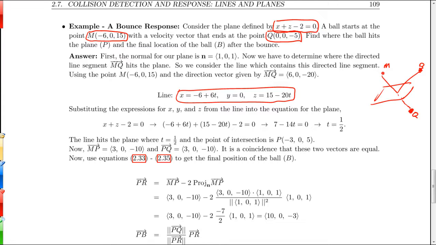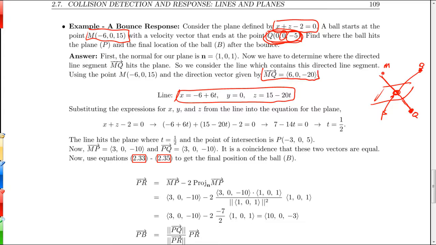Right? So the first thing I need to do is define my line. Like, I want to find this point of intersection, right? That's the thing I called P. Point of intersection. So I need to build that line. But that line goes from M to Q. So the direction vector is just going to be MQ. Right? So if I take Q and subtract M, it's going to be 0 minus negative 6 is 6. 0 minus 0 is 0. Negative 5 minus 15 is negative 20. So that's my direction vector. And we're going to start at M.